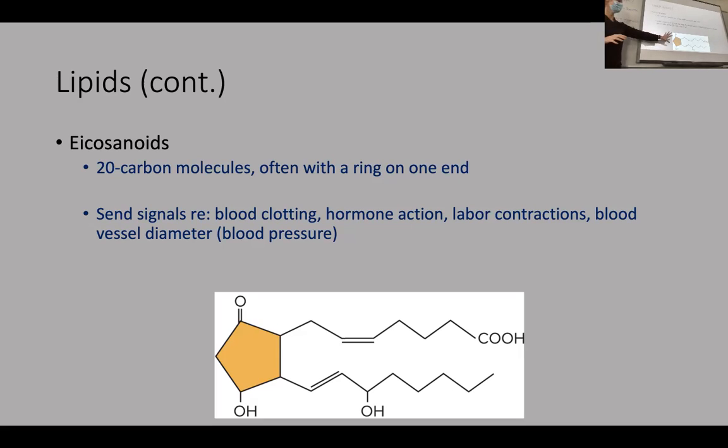So these molecules will move around, sending specific signals regarding some of these processes you see here. So blood clotting, if you get a cut and your blood needs to clot to stop the bleeding, icosanoids will be sent to that area of the body to encourage blood clotting. Hormone action. Hormones are also signaling molecules. I'll talk about them on the next slide, but icosanoids will sometimes lead to the release of hormones. Hormones will send messages to different parts of the body.